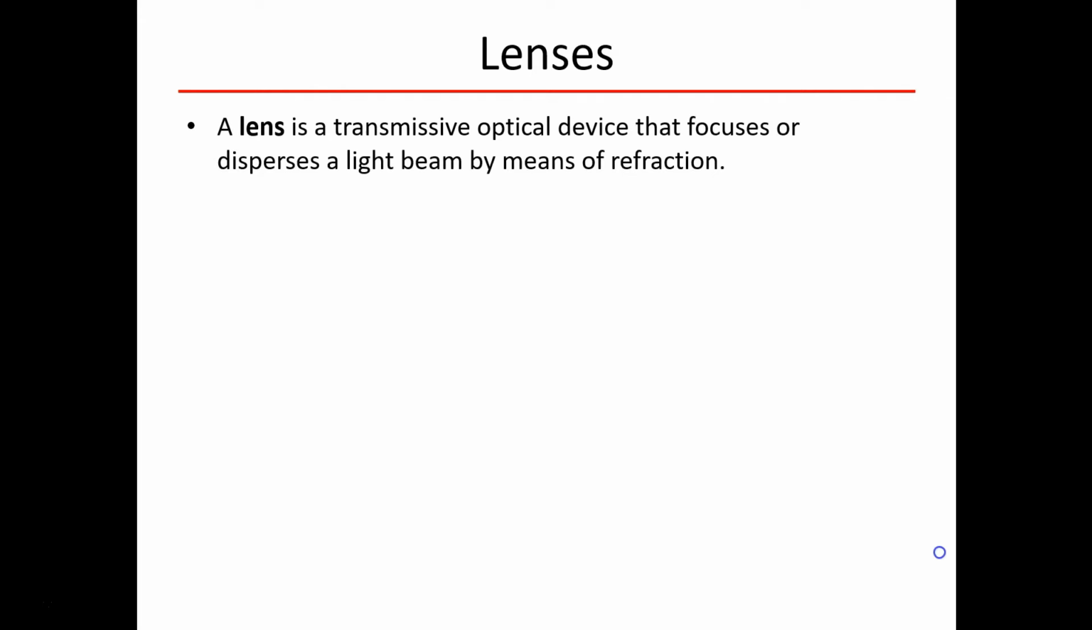What we're going to do is look at lenses and how we can detect where images are produced in lenses. What we have to understand is that lenses work due to the refraction of light as it passes through the material that makes up the lens. There are two types of lenses: a converging lens and a diverging lens. We focus or disperse the light by means of refraction.